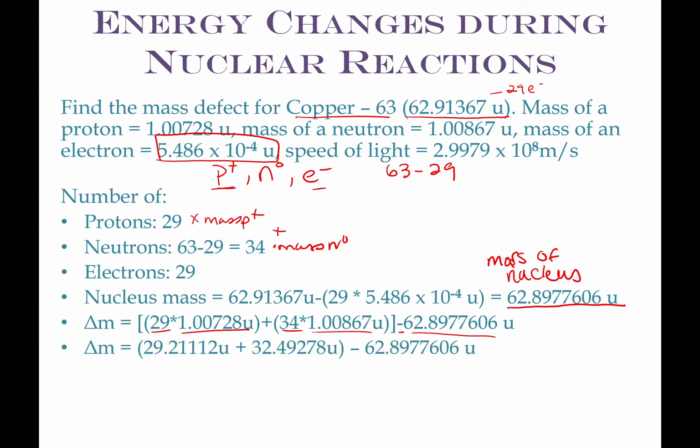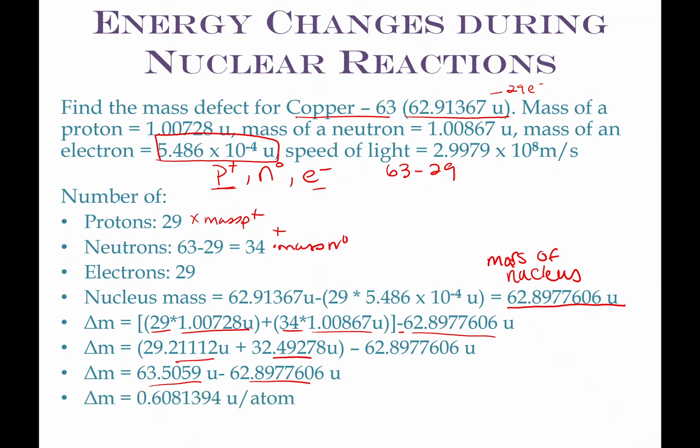Now I walked you through all this and did the 29 times 1.00728, and this is what we get for both of those. I added them together, we got 63.5059, and we're going to subtract from that the mass of the actual isotope that we have. So here is the difference. This is called mass defect. So this is in fact the mass difference, or the mass defect.